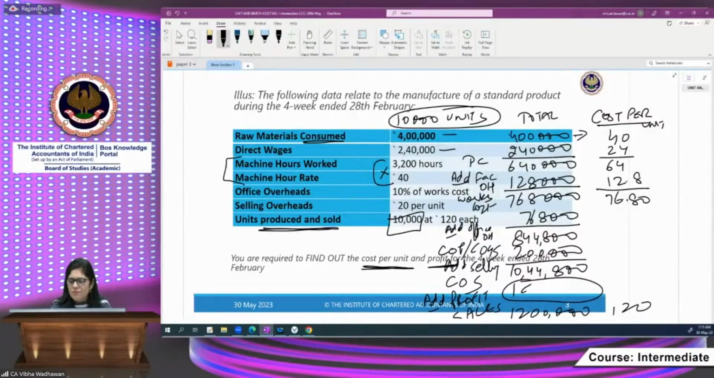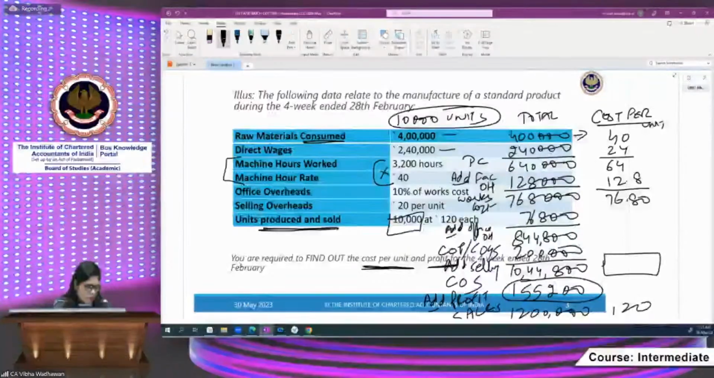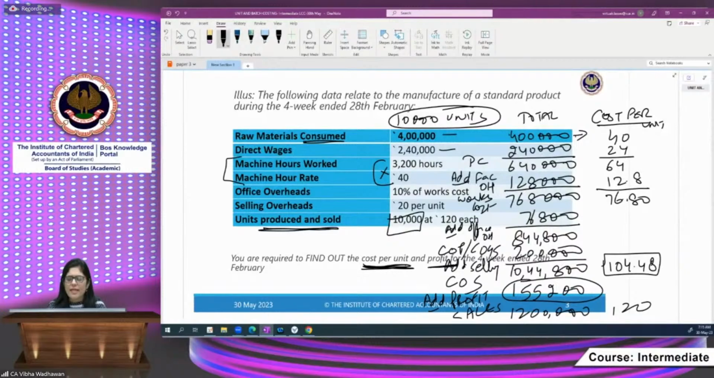Yes, 155,200 is the profit. Keep on dividing by 10,000 units, you will get cost per unit also. Can I get total cost per unit? It's 10,44,800 divided by 10,000. 104.48 is your cost per unit, and profit is 1,55,200. So this is the way we do.